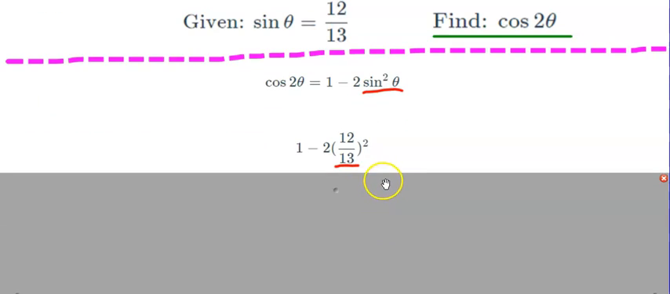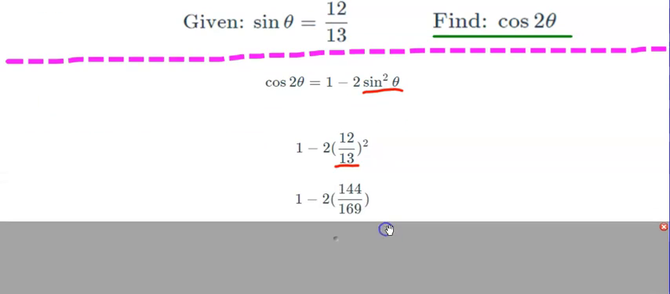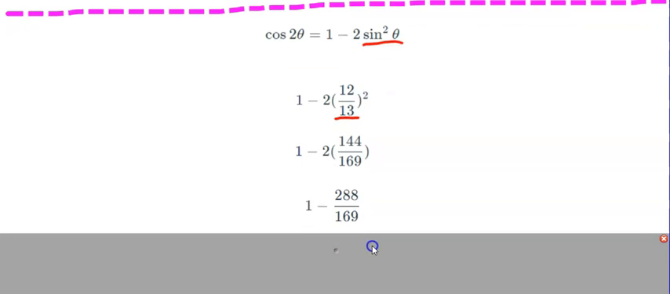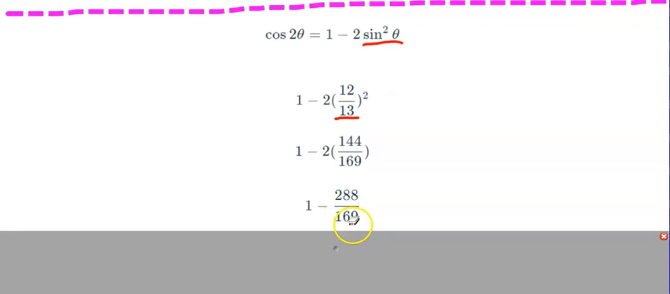Now what you do is you just square the fraction, so 144 over 169, because that's the same as 12 squared over 13 squared. 12 times 12 is 144, 13 times 13 is 169. Next order of operations is to multiply, so the 2 multiplies with the fraction, where you just multiply 2 with 144. That gives you 288 over 169. The denominator still stays the same.